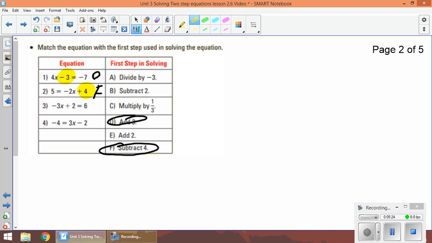So here are the answers for 3 and 4. Negative 3x plus 2. So the inverse of adding 2 would be subtracting 2. So that's letter B.